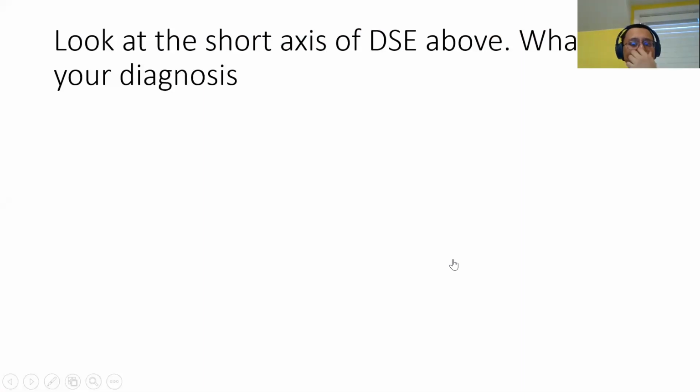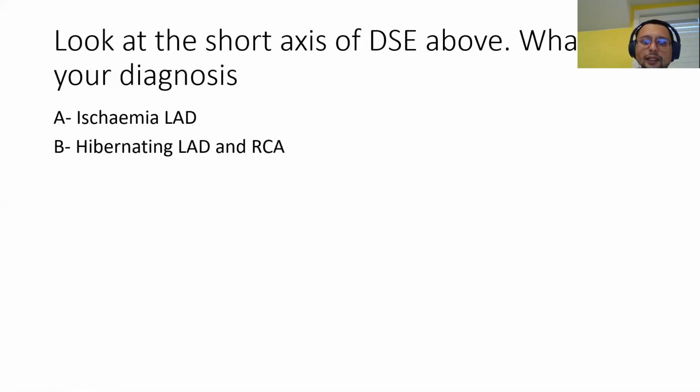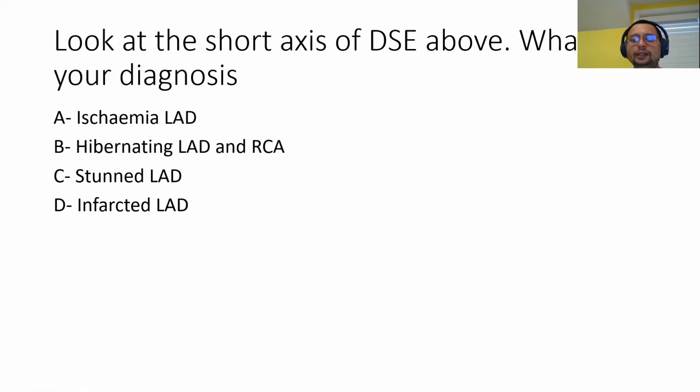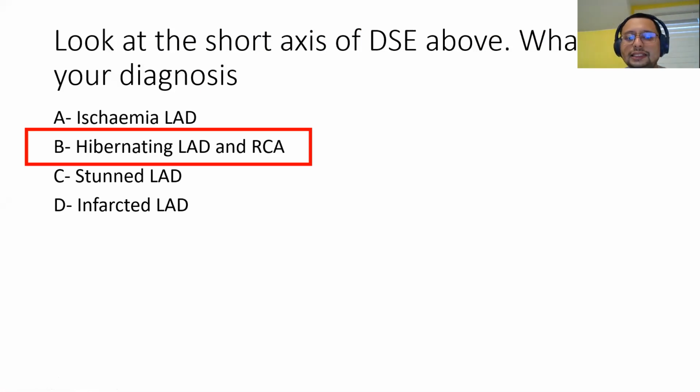All right. So looking at the dobutamine stress echo, just that picture, what is your diagnosis? Is this ischemia of the LAD? Is this hibernating LAD and RCA? Is this stunned LAD? Is this infarcted LAD? So which one is this? Right? So this is hibernating LAD and right coronary artery.